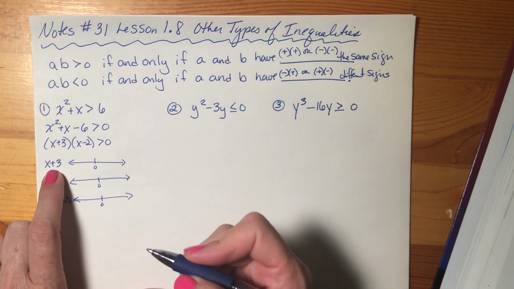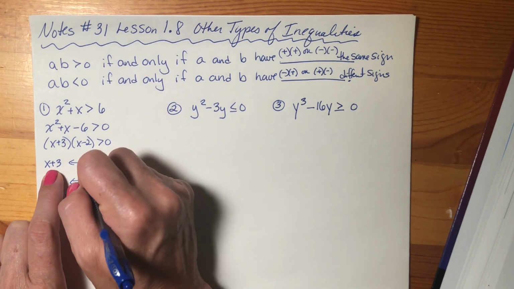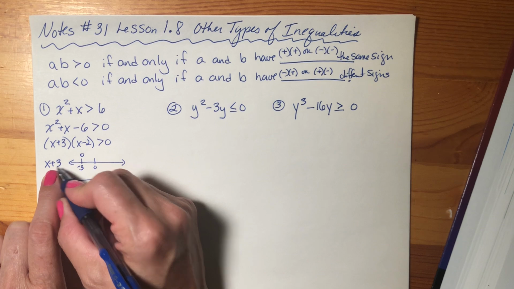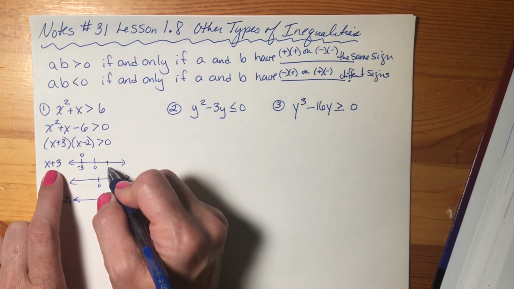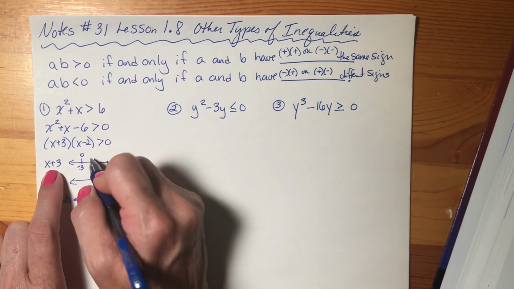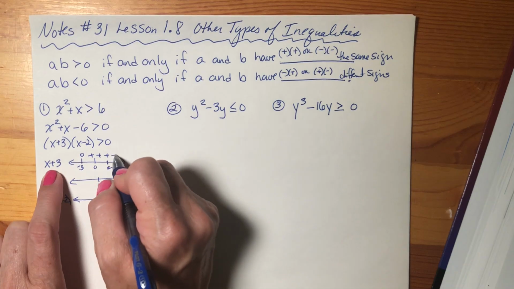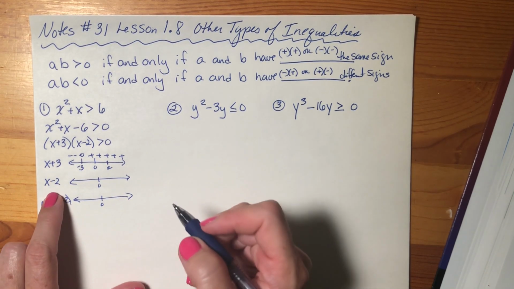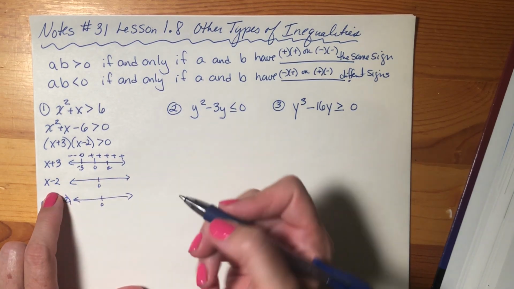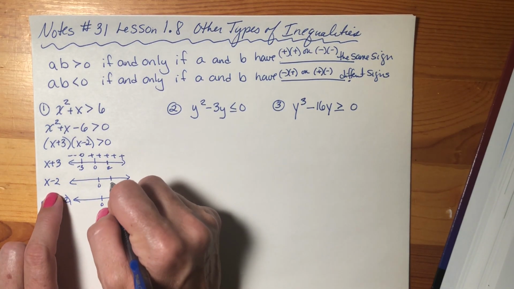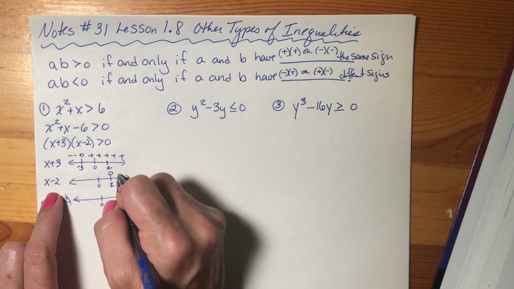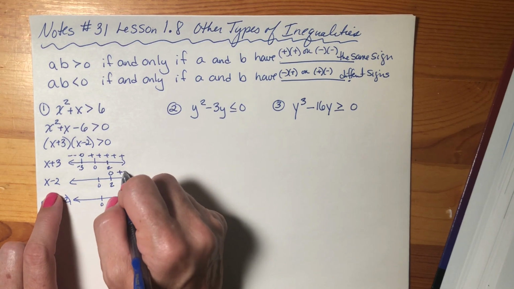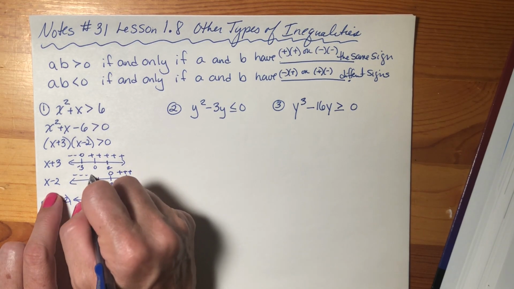So let's start with 0. What would make x plus 3 equal 0? Right, negative 3. So I put a 0 here. If I put 0 in, it's positive. If I put, say, 2 in, it would be positive. So all these values to the right would be positive, and to the left would be negative. Let's do the same thing for x minus 2. What would make x minus 2 equal 0? 2. So I'll put a 0 here. The numbers to the right, 7, 10, 100, would make it all positive, and to the left would be negative.